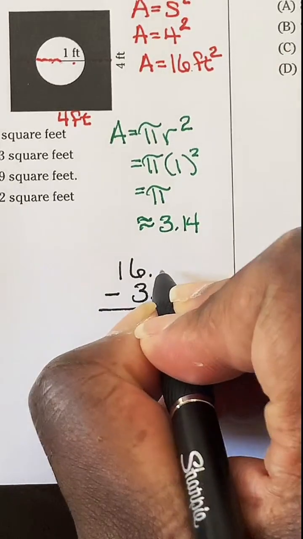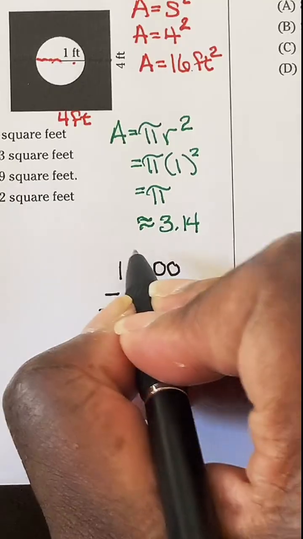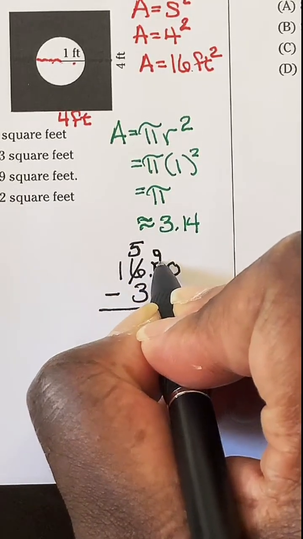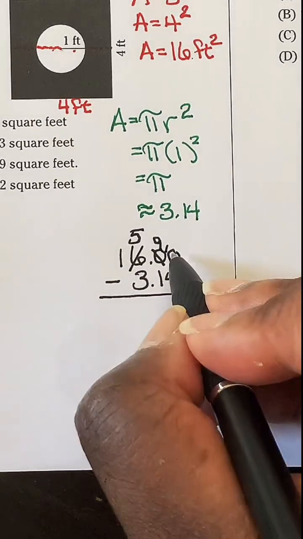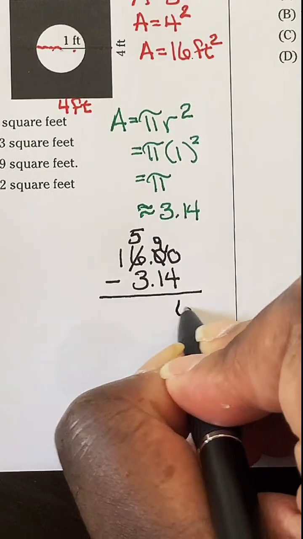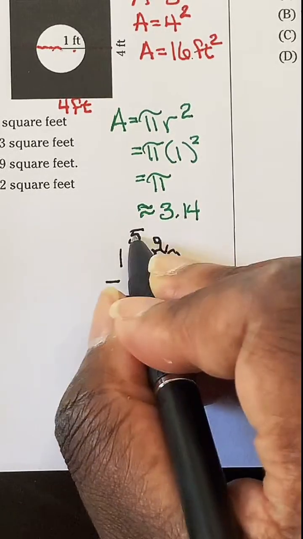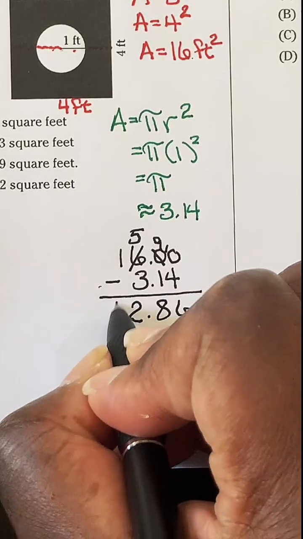So if I make these into zeros, I'm going to borrow from this 6, make it a 5. This 0 is going to be a 9. And this 0 is going to be a 10. So 10 minus 4 gives me 6. 9 minus 1 gives me 8. 5 minus 3 gives me 2. And we have our 1.